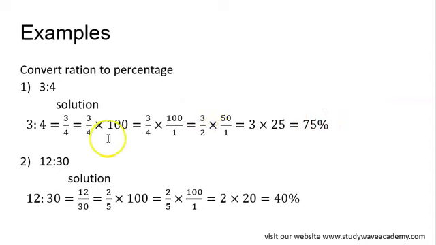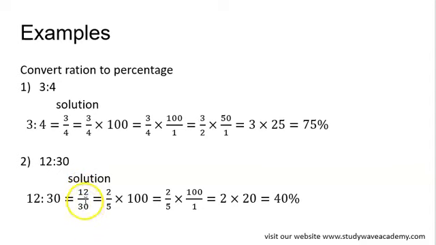So when we solve this, we got 3/4 is equal to 75%. We do the same here. We have 12/30. 12/30 is equal to what? 2/5. We have already cancelled. We reduced it to its lowest form.